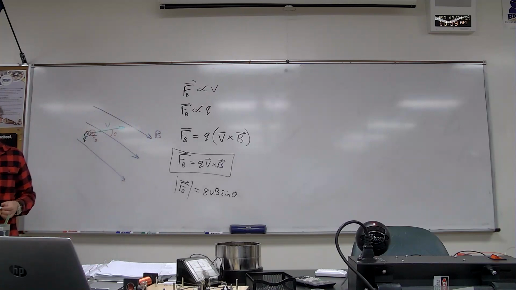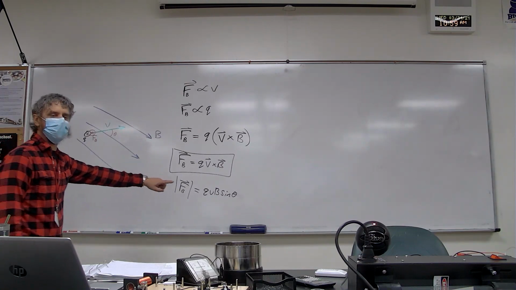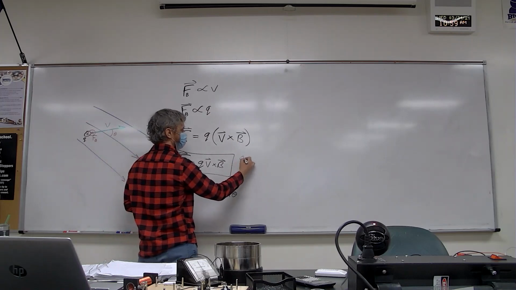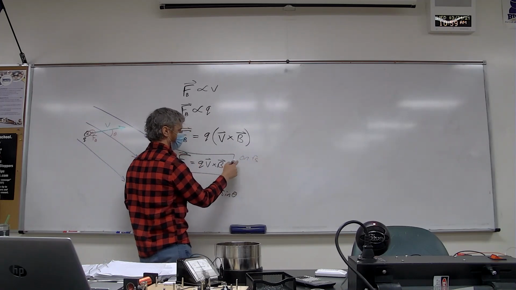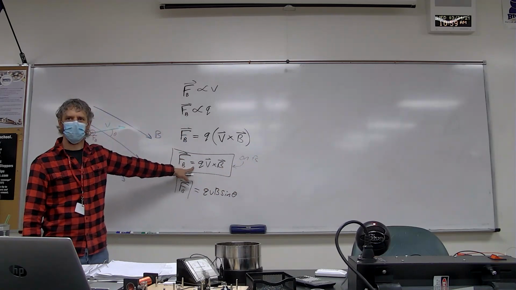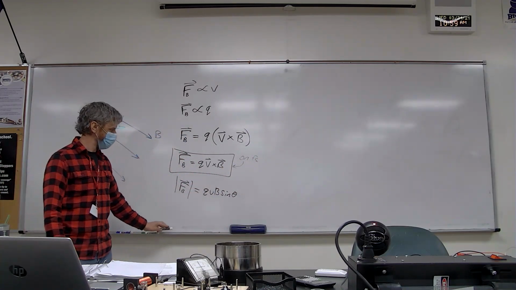Again, very often theta is 90 degrees, in which case the magnetic force is Q V B. Okay? Q V B is not on the formula sheet. This is on the formula sheet, right here. So you've got to get Q V B from this, or Q V B sine theta.